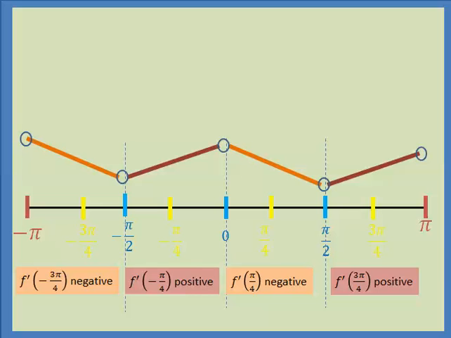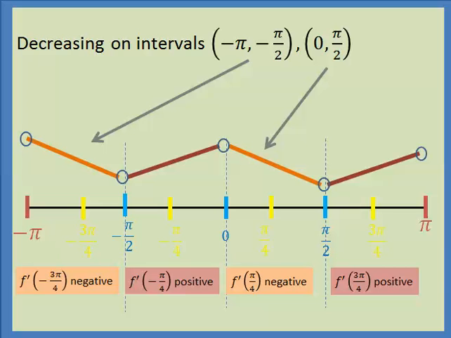I like to use a diagram to help me keep my information straight. So when I have f prime is negative, I use a downward slant. When f prime is positive, I use an upward slant. My slants are connected by these open circles. It helps me to keep my information straight and to see vaguely what the graph might look like.